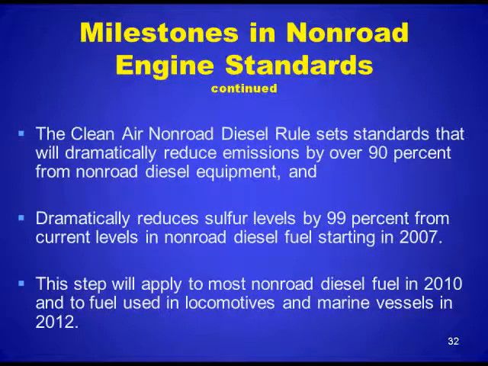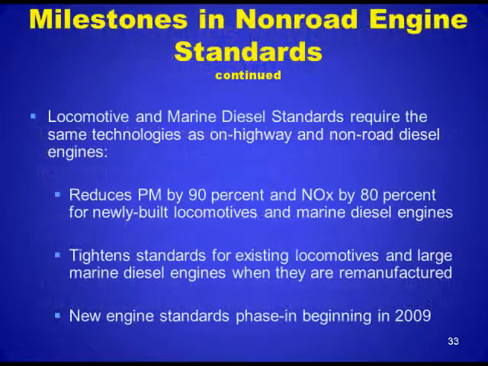Additional milestones and benefits were that the Clean Air Non-Road Diesel Rule reduced emissions by over 90% from non-road diesel equipment and dramatically reduces sulfur by 99% from current levels in non-road diesel starting in 2007. This step will apply to most non-road diesel fuel in 2010 and to fuel used in locomotives and marine vessels in 2012. Locomotive and marine diesel standards require the same technologies as on-highway and non-road diesel engines. It reduces PM by 90% and NOx by 80% for newly built locomotives and marine diesel engines. It tightens standards for existing locomotives and large marine diesel engines when they are remanufactured. New engine standards were phased in beginning in 2009.